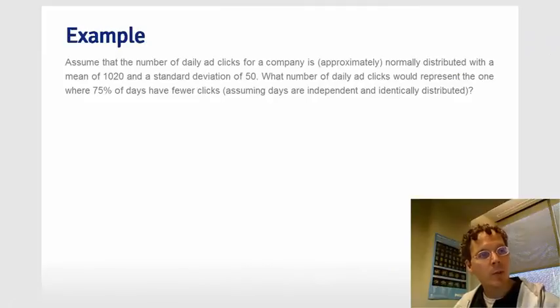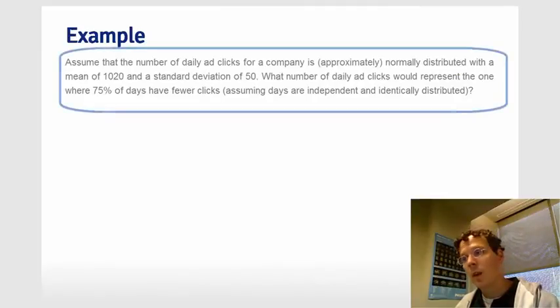So we've done a probability calculation. Let's do a quantile calculation that's similar. Assume that the number of daily ad clicks for this company is approximately normally distributed with a mean of 1,020 and a standard deviation of 50. What number of daily ad clicks would represent the one where 75% have fewer clicks?